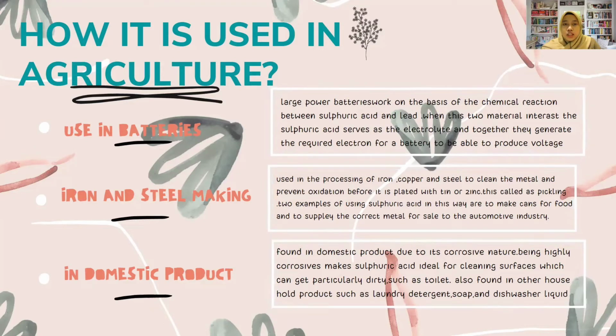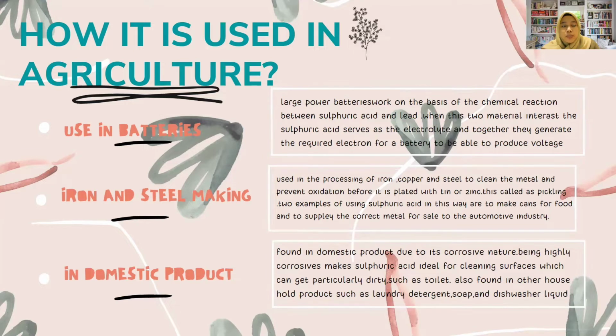Ismail, can you explain the use of sulfuric acid in agriculture and how this sulfuric acid is important for pulp and paper processing? Thank you for the question, Azra. So, let me tell you how sulfuric acid was used in agriculture.